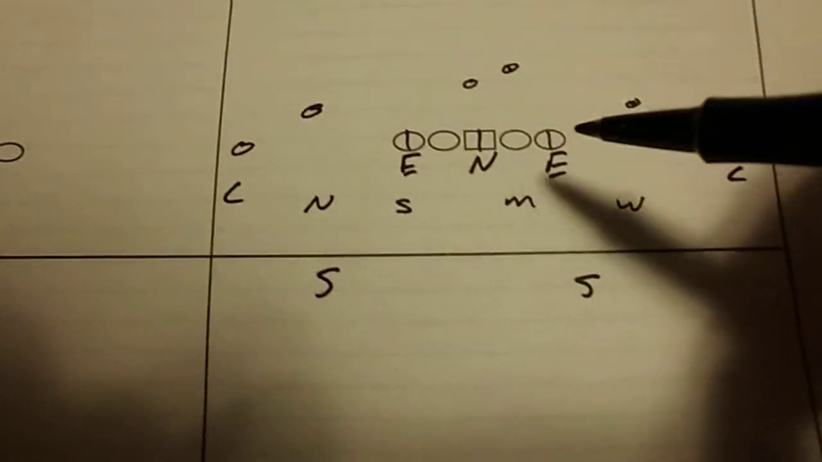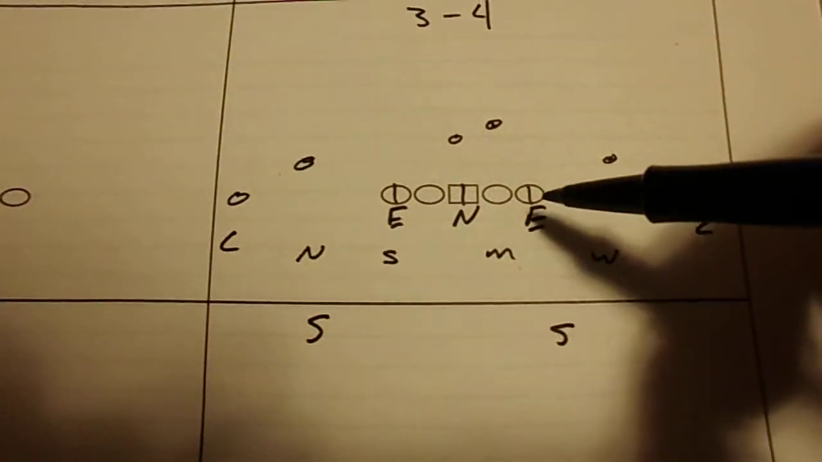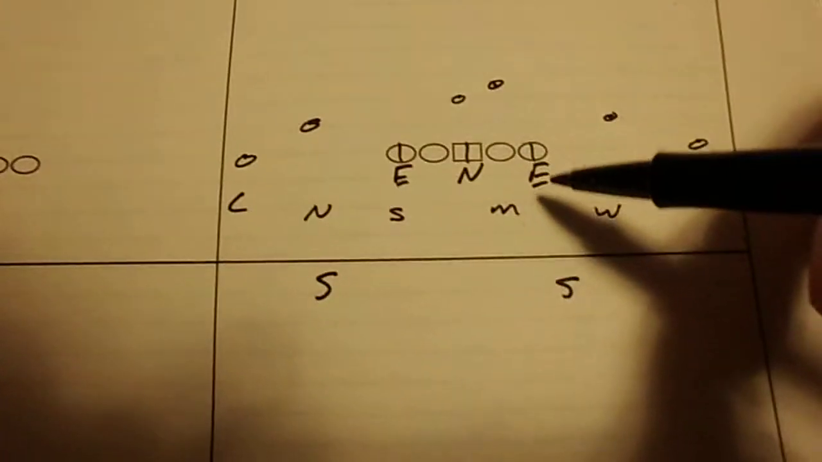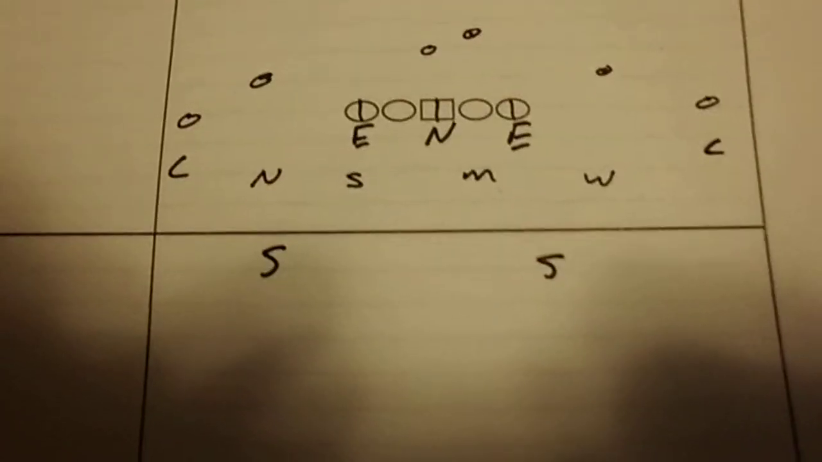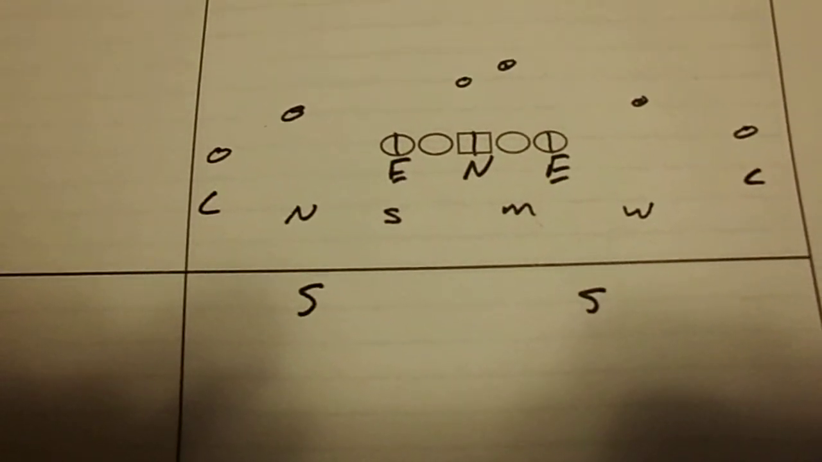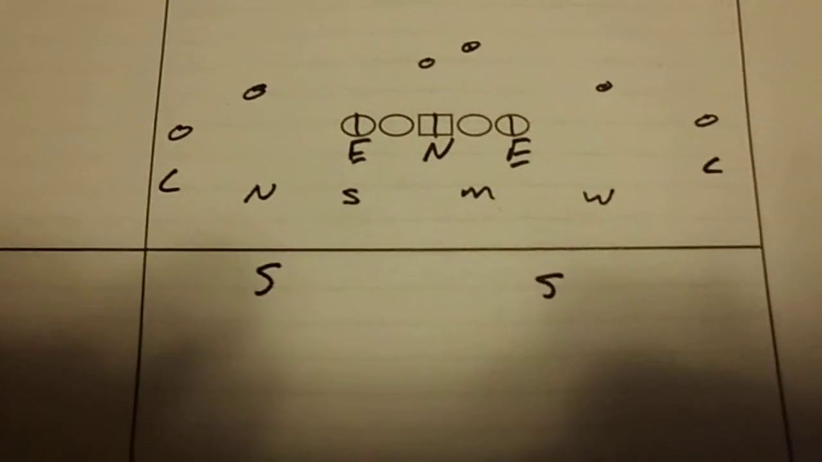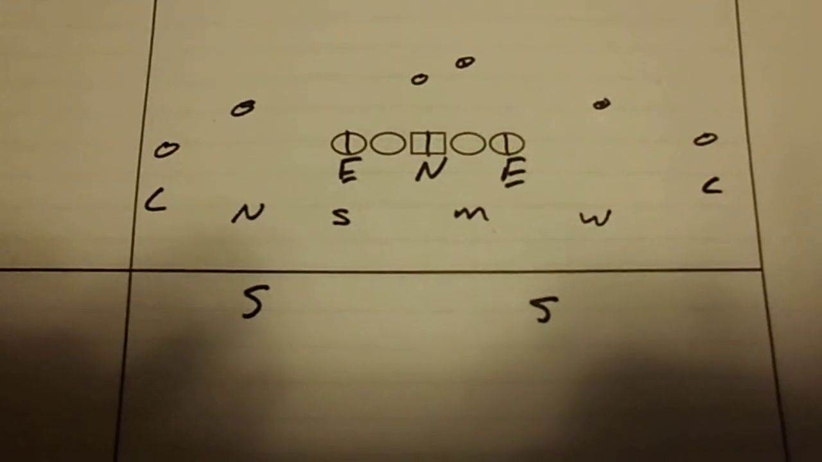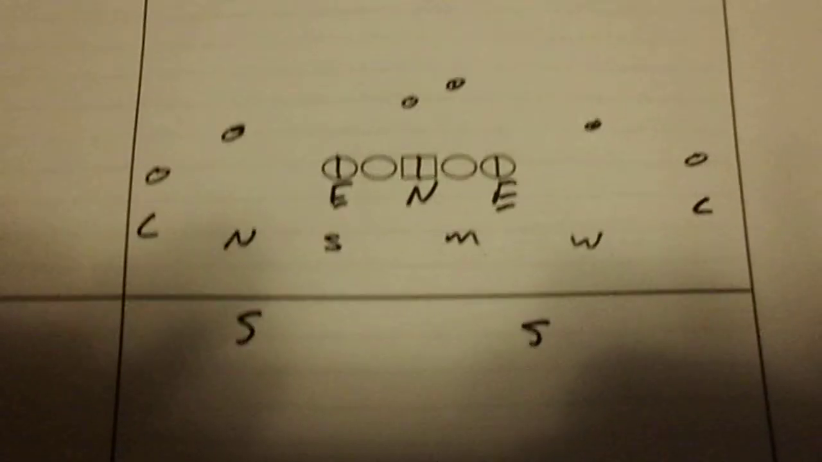In the 3-4 defense, again, you have 3 down linemen, an end, a nose, and an end. The ends can be either in a 4-eye or a head-up technique on the tackles, which is a 4 technique. Depending on the defense and the defensive coordinator, they can be in 4-eyes, and the nose will always be head up on the center.